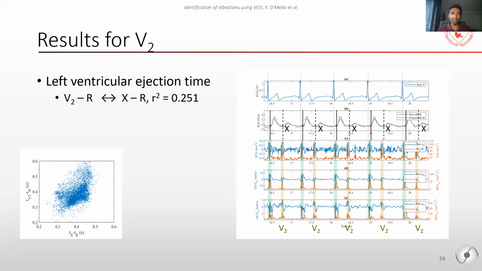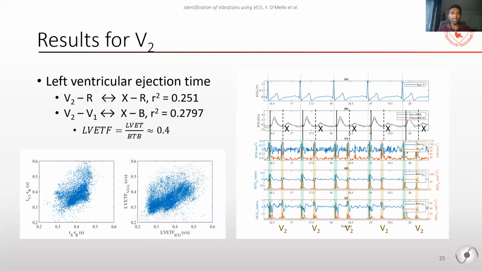So what's going on? Another way to look at this is by measuring how well the LVET follows BTB. We know that the systolic phase lasts for about 40% of the cardiac cycle. So we measured the fraction of BTB taken up by LVET, that is LVETF, and that gave us some insight. There were quite a few points above the correlation, which meant that our problem happened when the LVET from VCG was high and from ICG was low.